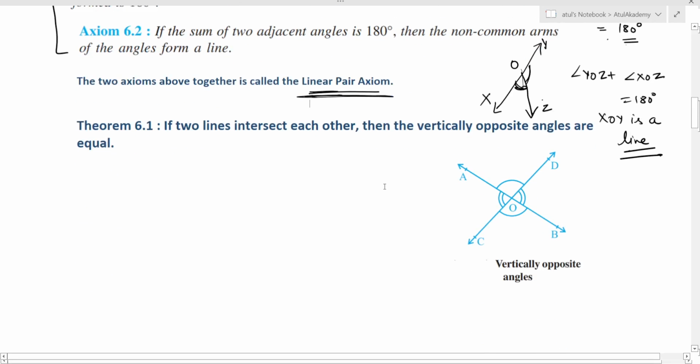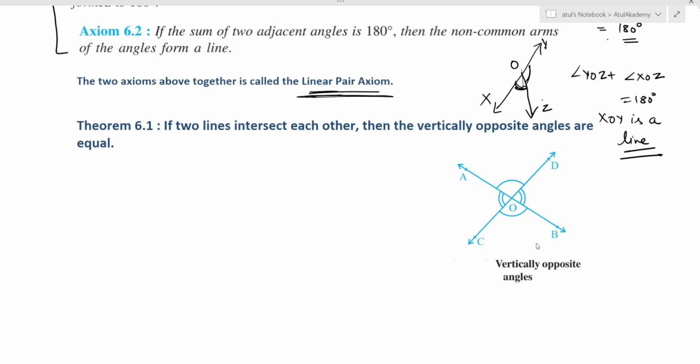So students, whenever we prove a theorem, make sure that you draw the figure for the theorem. Because you will have a statement: prove that if two lines intersect each other, then the vertically opposite angles are equal. So we are supposed to first draw the figure for that. So I have the figure over here.